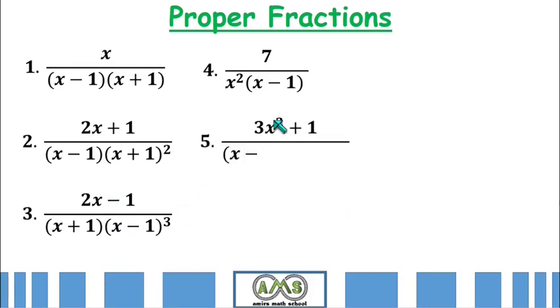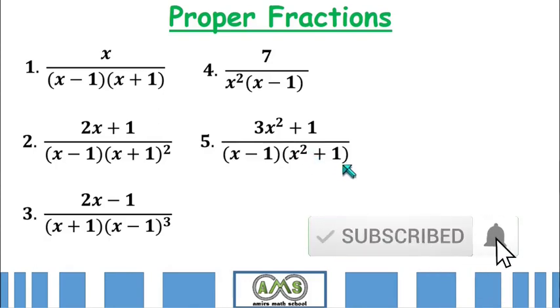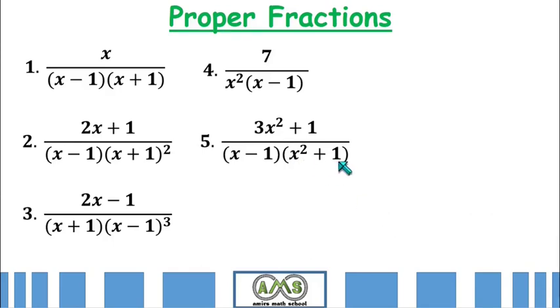Number 5: (3x squared plus 1) divided by (x minus 1) times (x squared plus 1). Here the denominator is expressed as a product of a linear and a quadratic factor. This one, x squared plus 1, is a quadratic factor. So this is another new type. So here the first one is the first type, 2, 3, 4 are the same type, and 5 is another type.